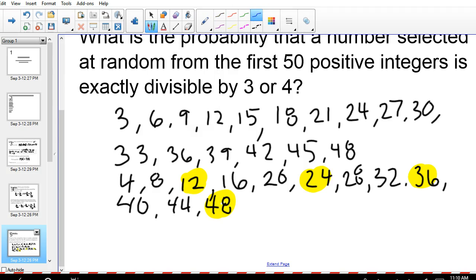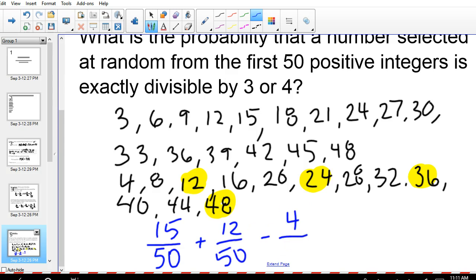We had 1, 2, 3, 4, 5, 6, 7, 8, 9, 10, 11, 12, 13, 14, 15 numbers out of the 50. And then we had 1, 2, 3, 4, 5, 6, 7, 8, 9, 10, 11, 12 numbers out of 50 that were divisible by 4. But we would have to subtract the 4 that overlap. So you'd have 27 minus 4 would give you 23 out of 50. Is it 16? I might have counted wrong. So if it's 16, that gives us 24 out of 50, which will reduce to 12 out of 25.